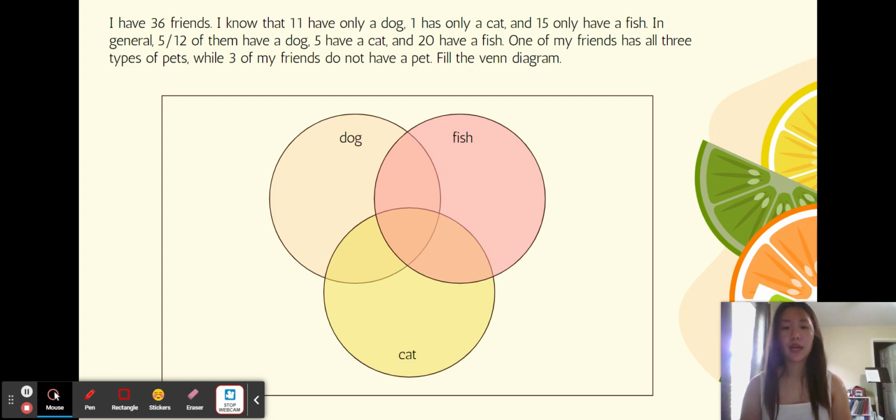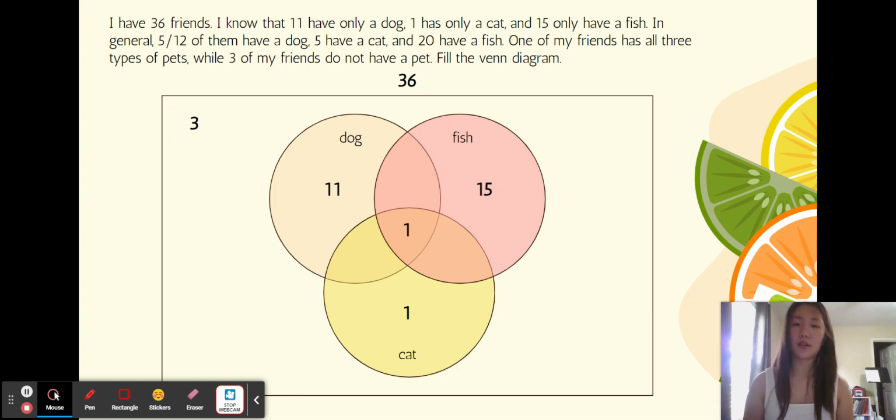So I first labeled my categories. Now I put in all the numbers that I know for sure without having to do any calculations. Because the second sentence says that 11 have only a dog, 1 has only a cat, and 15 only have a fish, this "only" is an important factor. I can fill those in their respective circles. And then 3 don't have a pet at all, so they're outside of the 3 categories, and I know there's 36 friends in total. So now what am I going to do?